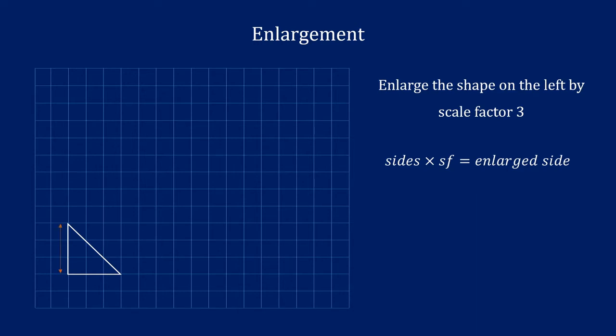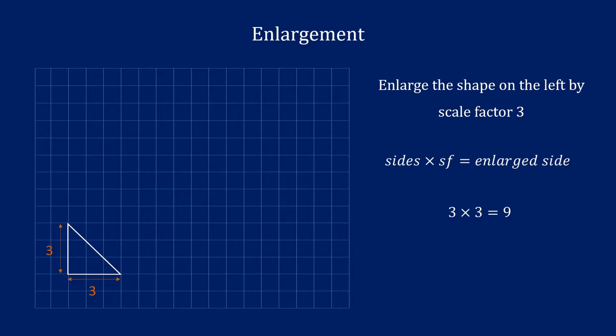So let's see. So we have the height here is 3, the base is 3. We could have measured the other side as well, but we're not going to need it because it's a triangle and you can just connect the other two sides. So the way that we're going to do this is sides times the scale factor. So the sides are all 3 and the scale factor is 3. So my new sides are going to be equal to 9 units.